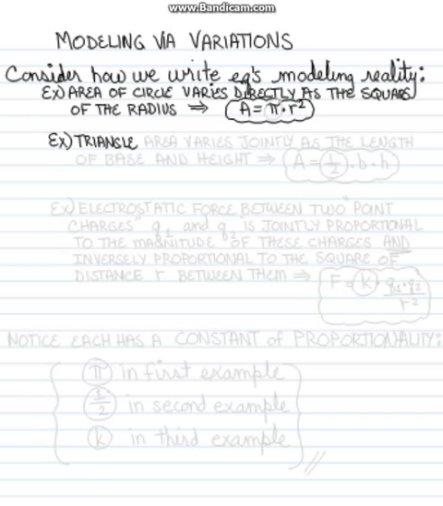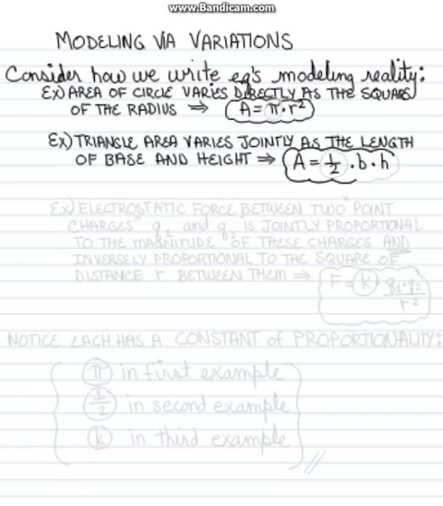Next example we're going to consider is the area of the triangle. Now we know the area of the triangle is 1/2 base times height. The way we would say this in a sentence for joint variation would be the area varies jointly as the length of the base b and the height h. Now varying jointly means we're going to have the product of these two variables, base times height, but then we have to have our constant of proportionality. In this case it's 1/2, so A equals 1/2 times base times height.